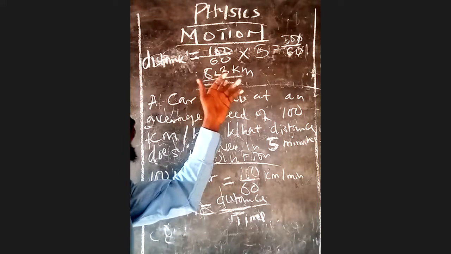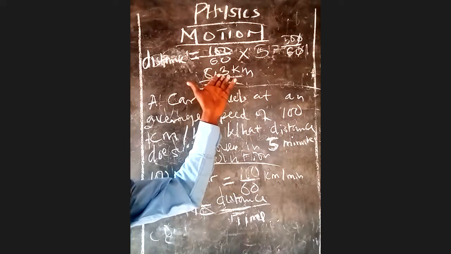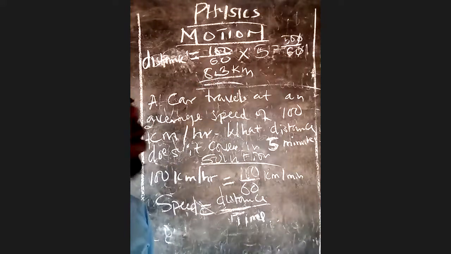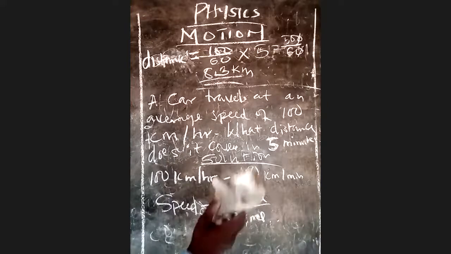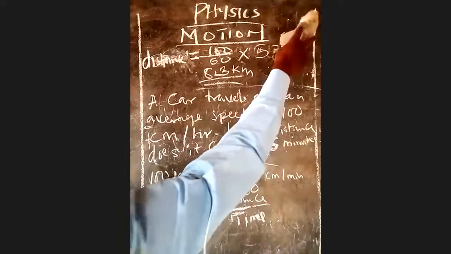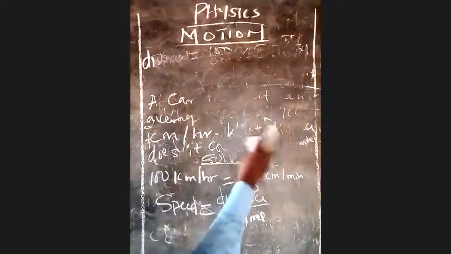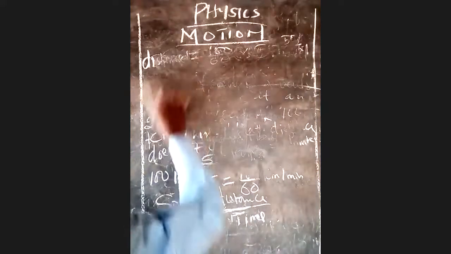The SI unit of distance is meter, but here it is kilometer. That is why the speed is in kilometers per hour, and that is why the distance is 8.3 kilometers. Simple as that. So I hope you understand that.